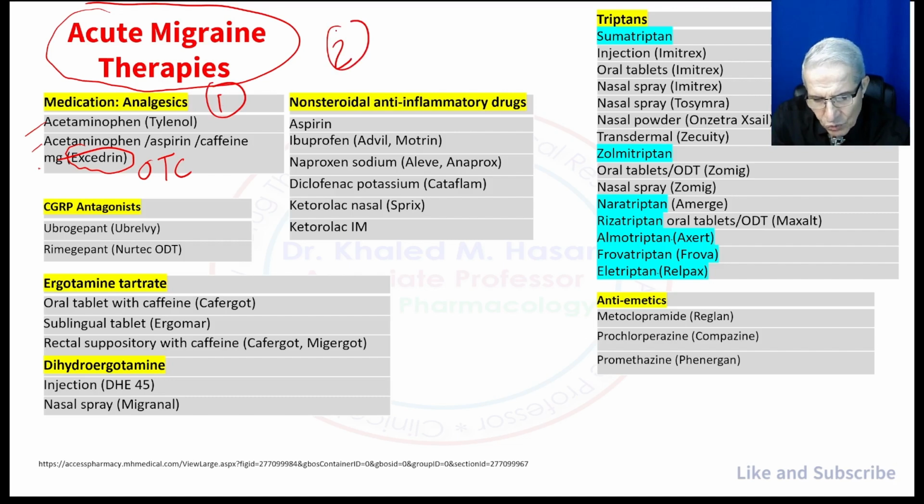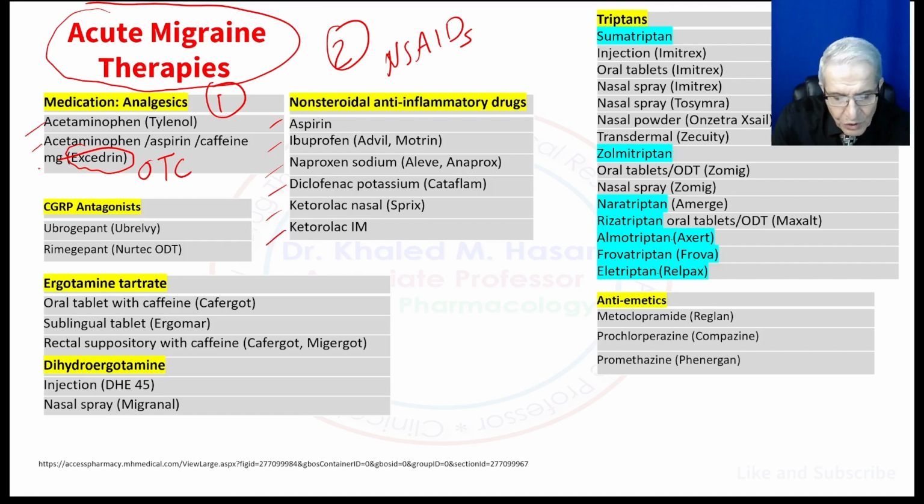Number two on the list here, non-steroidal anti-inflammatory drugs. Could be aspirin, ibuprofen, naproxen, diclofenac, ketorolac, and ketorolac nasal or IM injection. So we have a list of NSAIDs that could be used for acute migraine therapy.